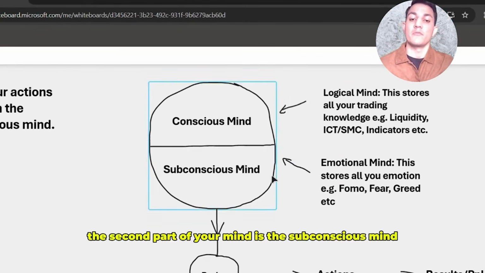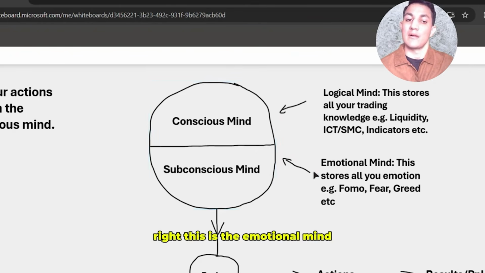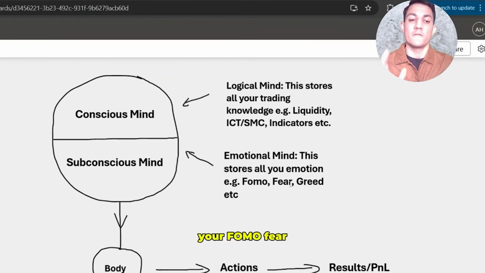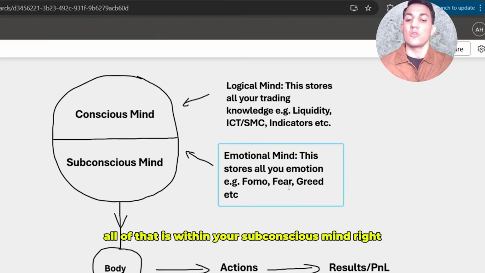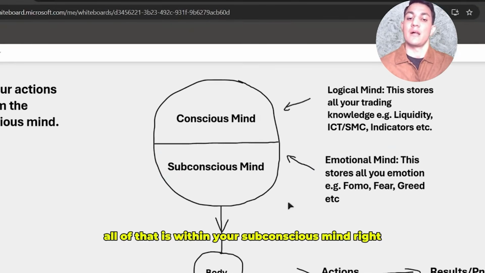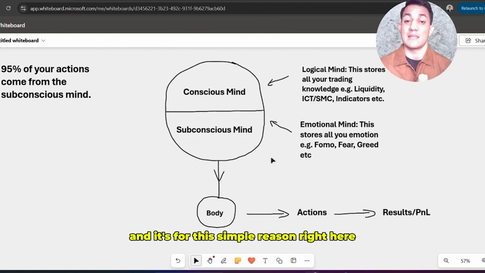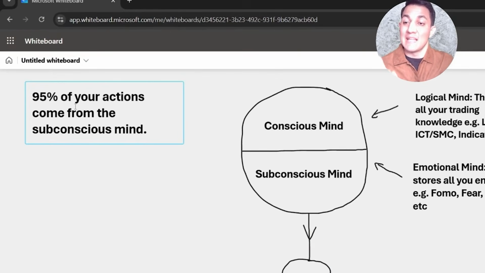And then the second part of your mind is the subconscious mind. This is the emotional mind. This stores all your emotion, your FOMO, fear, greed, discipline, all of that is within your subconscious mind. So your mind is divided into 2 parts. Now you might be wondering, why am I telling you this? And it's for this simple reason right here, which changed my life.